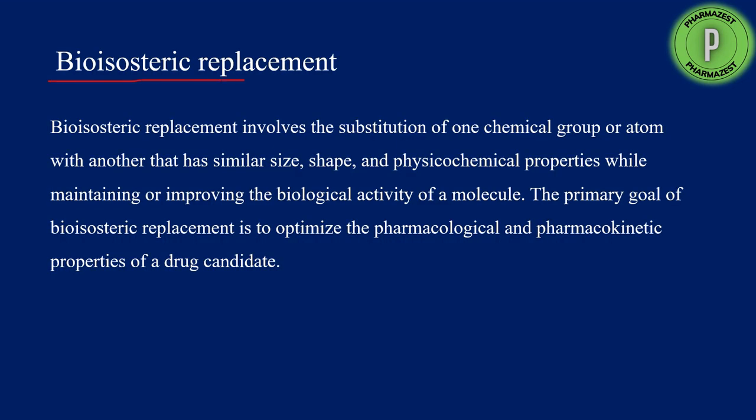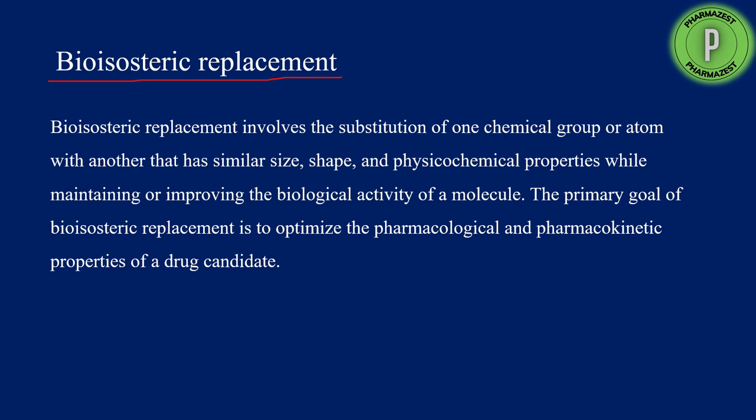Next, another concept is bioisosteric replacement. Bioisosteric replacement involves the substitution of one chemical group or atom with another that has similar size, shape and physicochemical properties, while maintaining or improving the biological activity of a molecule. Till now we have seen what isosteres are, what bioisosterism is, and the classification of bioisosteres. Now the actual definition is, what is bioisosteric replacement.